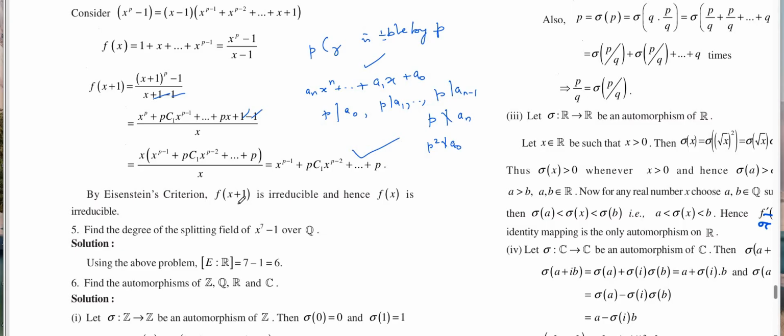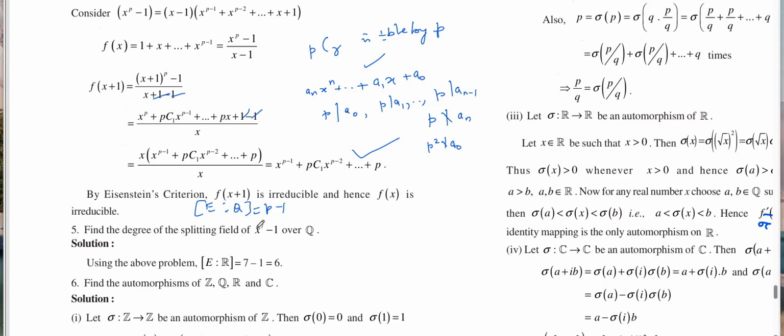And again, we are using a result that whenever f of x plus 1 is irreducible, then f of x is also irreducible. So, we have based on that, we conclude that our f of x is irreducible. So, this is a borrowed result. If f of x plus 1 is irreducible, then f of x is irreducible. So using that, we conclude that f of x is irreducible, and the degree being p minus 1, we conclude that the degree of E over Q is p minus 1.